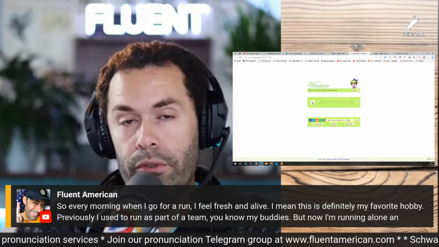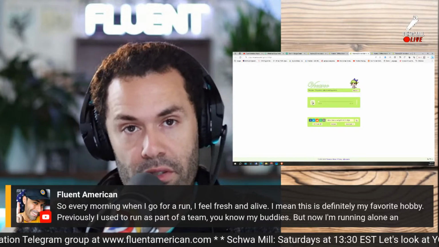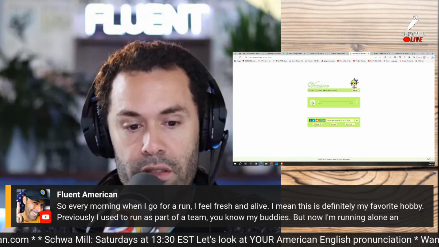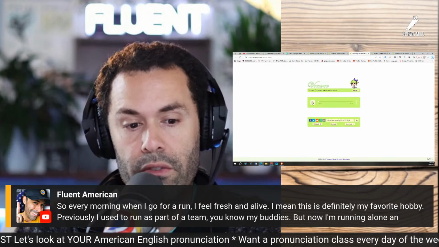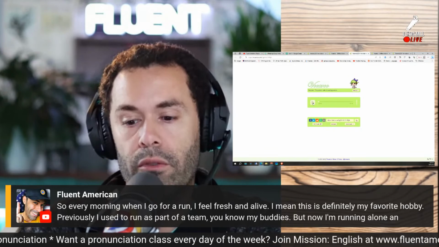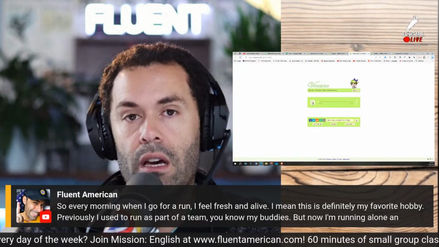So every morning when I go for a run. So those are your two options in terms of pitch levels for switching between thought groups. Another option, though, would be to just, instead of having two thought groups, have just one. Like, so every morning when I go for a run. So notice that now, instead of stressing every and run, I'm now just stressing every.